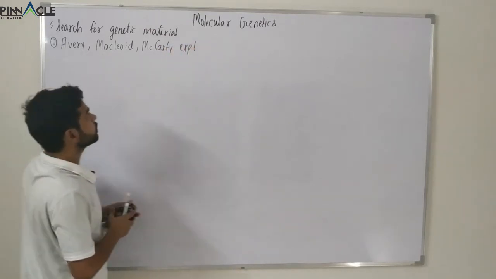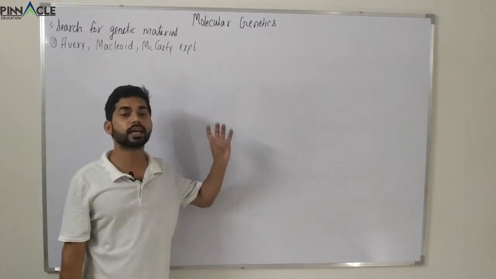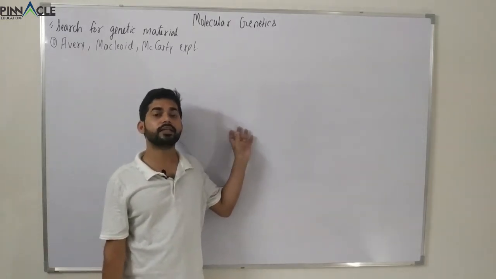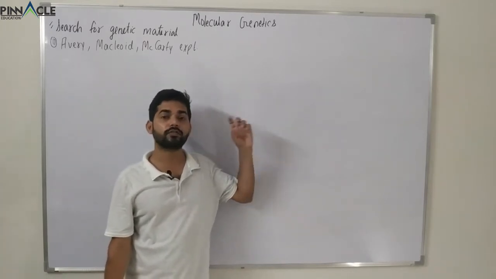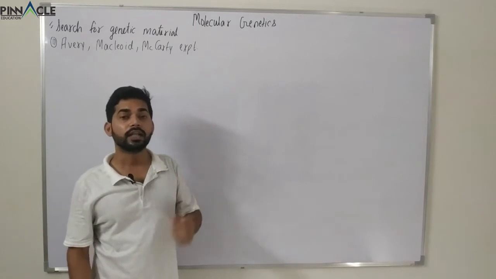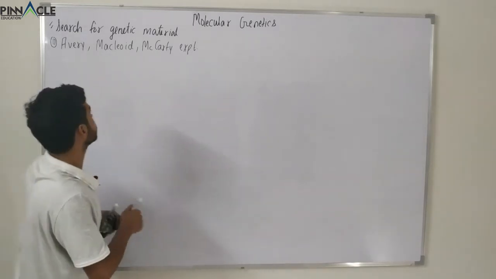So these scientists isolated the chemicals from the bacteria of R2 and S3. They isolated the chemicals of S3 which was dead, and they divided those chemicals into three types.